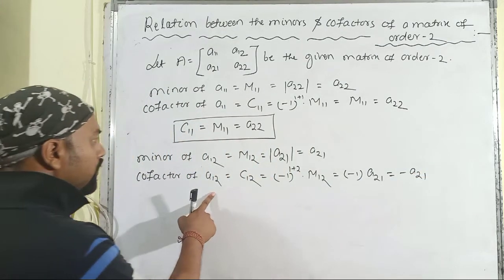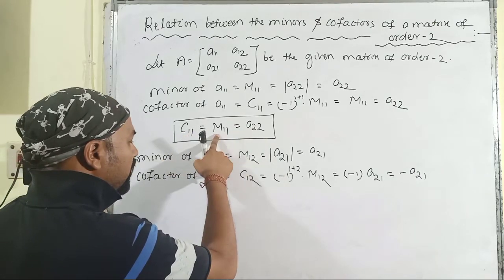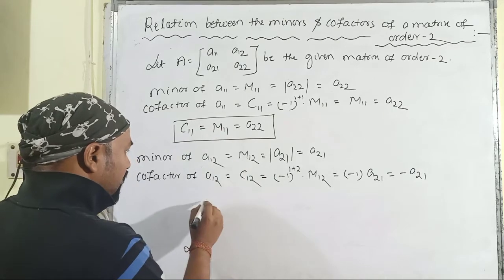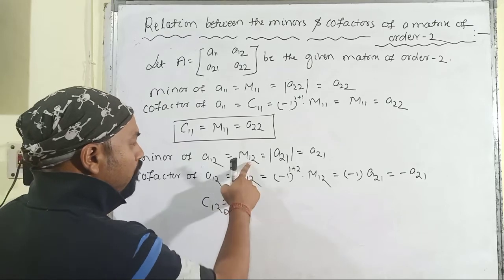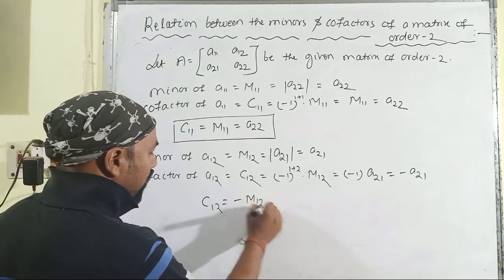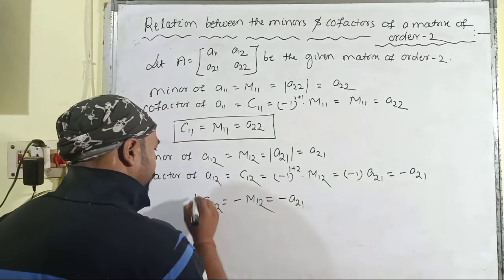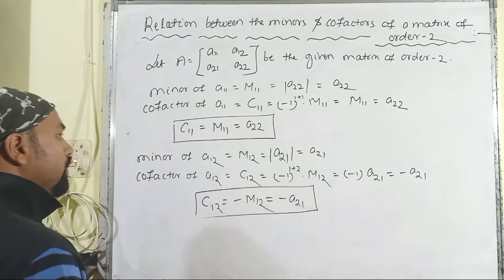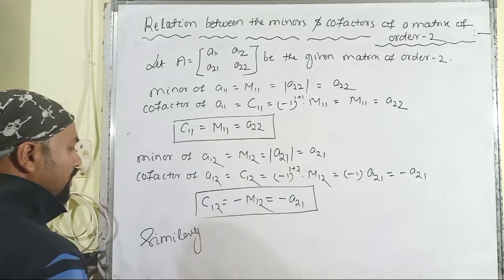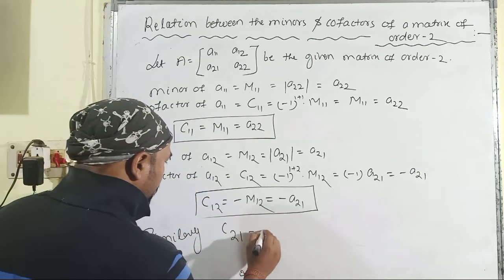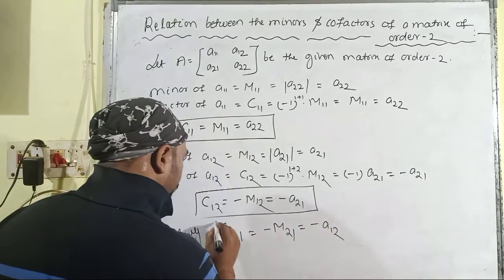So here the value of C11 is A22, which is very much equal to M11. But in this case, the value of C12 is not equal to M12. This is minus M12, which is equal to minus A21. Similarly, C21 will be minus M21, and that is equal to minus A12.